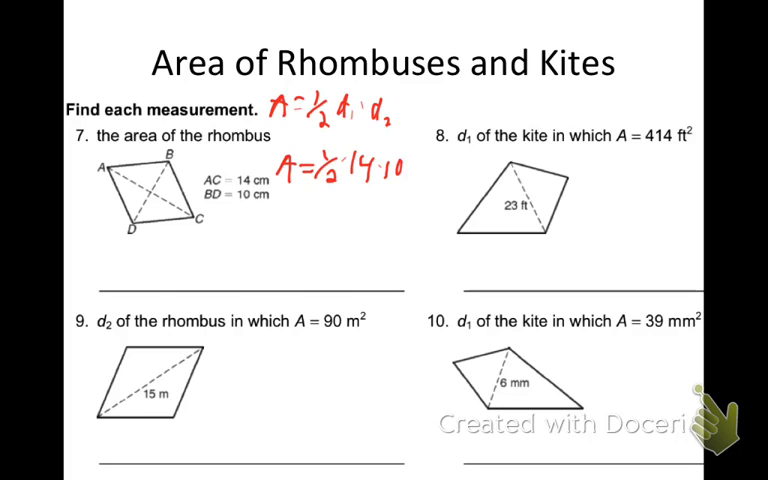I would do half of 14. What's half of 14? 7. 7 times 10 is? I get 70 centimeters squared. Both ways get you the same answer. I don't know, I think that one's shorter because you have smaller numbers.